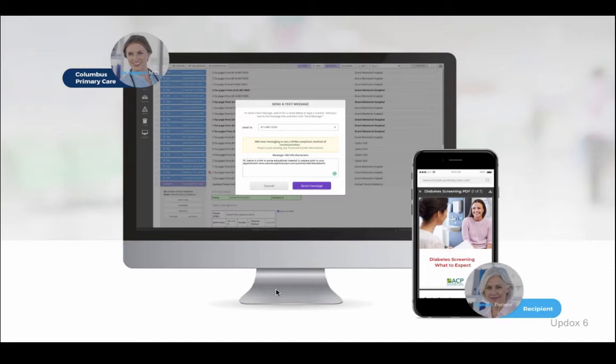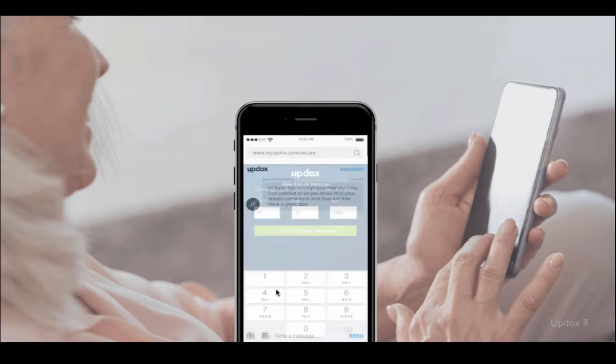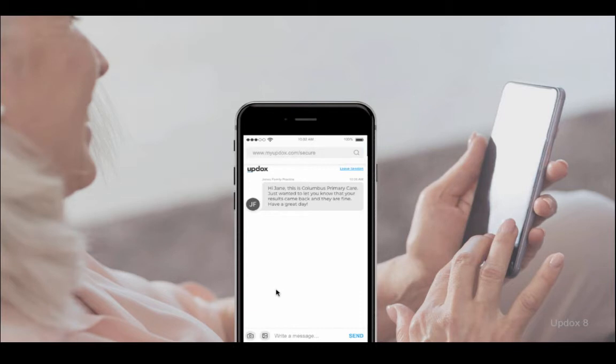So what does that look like on the patient side? They basically get the invitation to verify their identity. Again, this is one of the least points of resistance that you can have while still delivering secure communication, in that all they need is their last name and their date of birth in order to see that message from you. Once the patient does verify their identity, they're able to review your message.